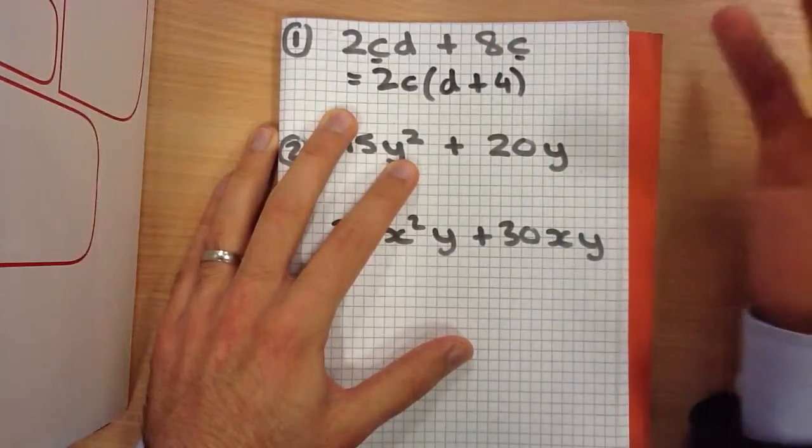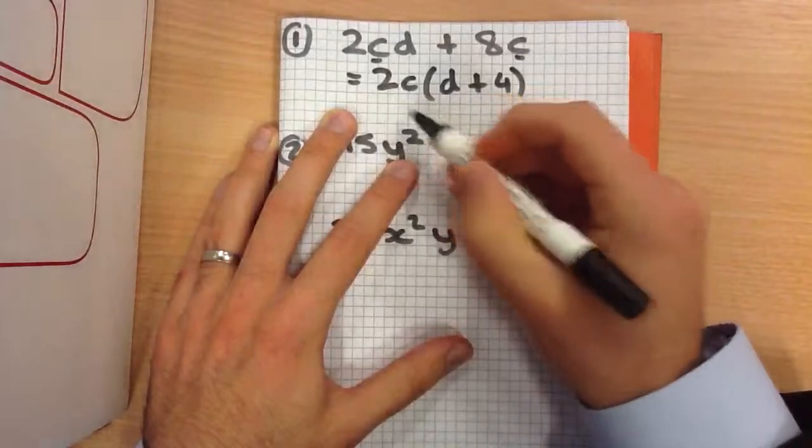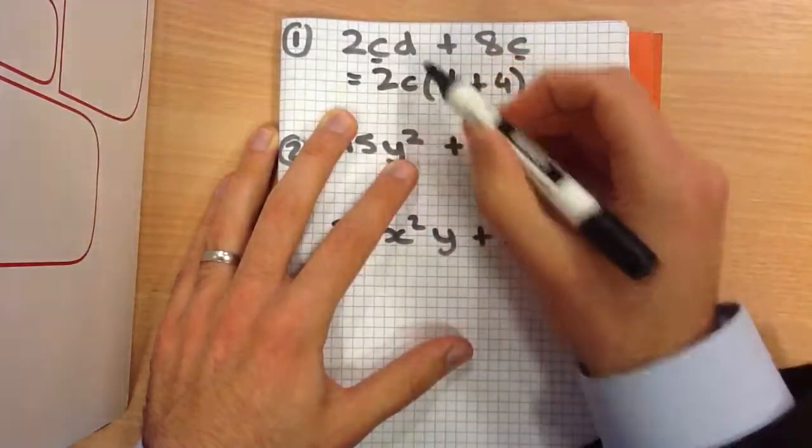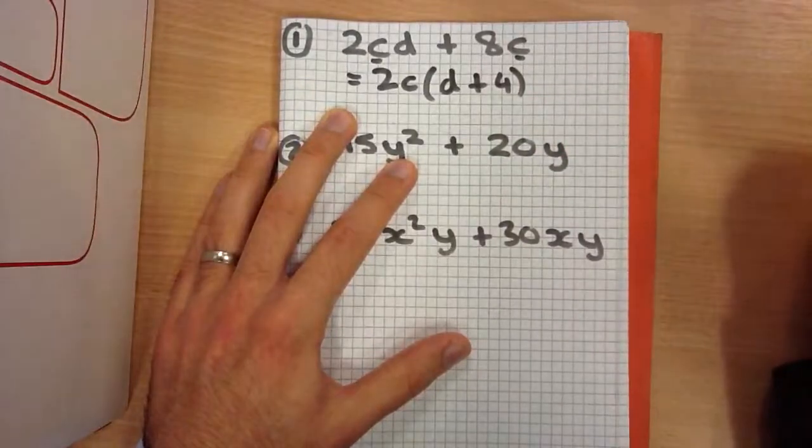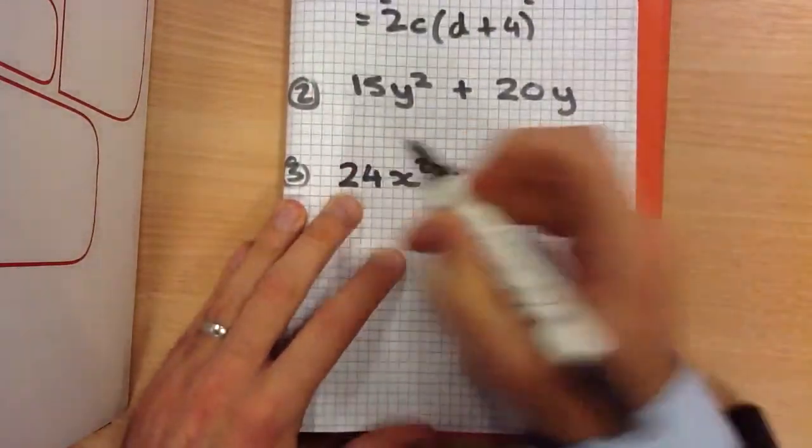You can check your work by expanding the bracket. 2C times D is 2CD. And 2C times 4 is 8C, so I know that I'm right. Look at the second example.